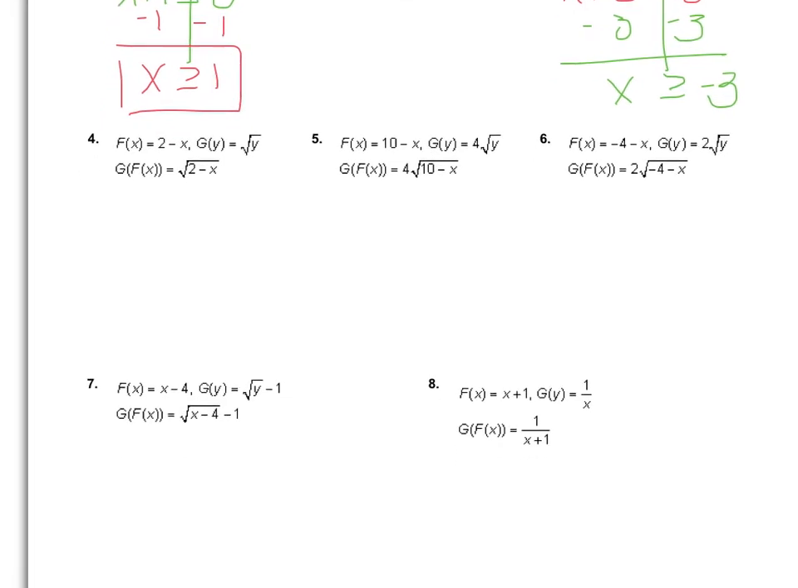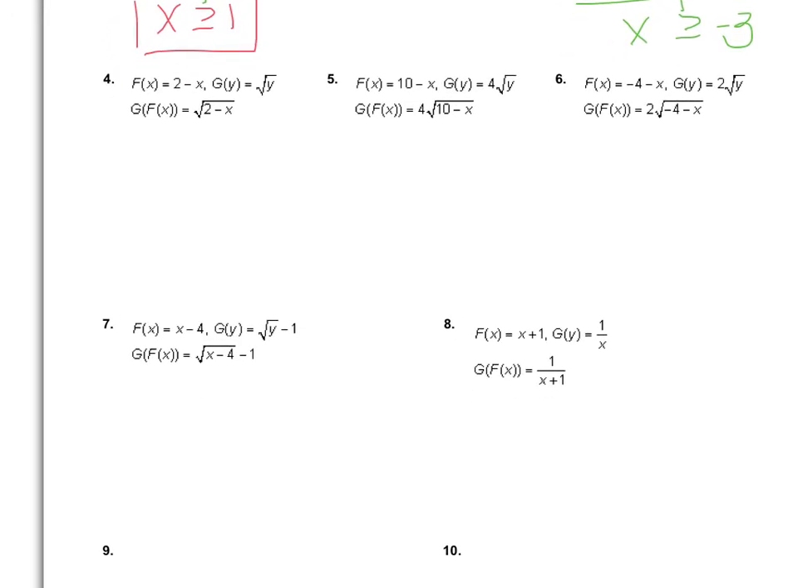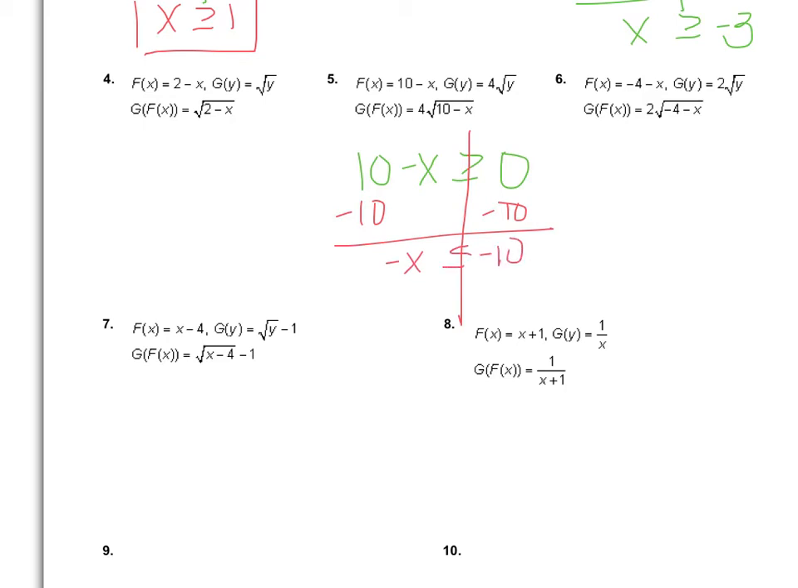The big deal is that whatever's underneath the square root, like in problem 5, 10 minus x, must always be greater than or equal to 0. So if I solve this, I'm going to subtract 10 from both sides. So negative x is greater than or equal to negative 10. And then I'm going to divide both sides by negative 1. So remember, when you divide by a negative, you flip the direction of the inequality sign. So x becomes less than or equal to positive 10. And that would be our domain.